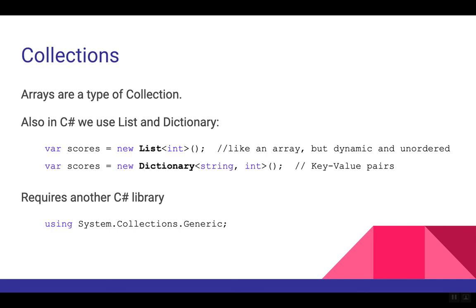When I run this command, new list of integer, my list is empty. I have a list of 0 elements. Okay, so now when I add one, I can do list.add, and now I have a list of 1 element. I can then do list.remove, and now I have again a list of 0 elements. So that makes it dynamic.